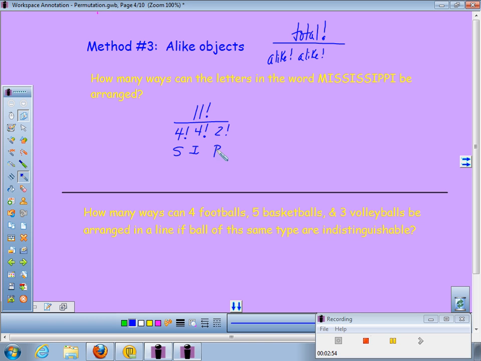34,650. Okay, so that's not so terrible then. 34,650 different patterns of the word Mississippi. I could have you list those on paper. No, no. 34,000, that at least would take your whole life.